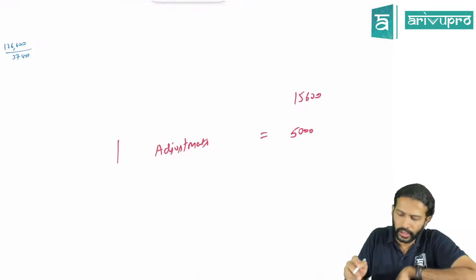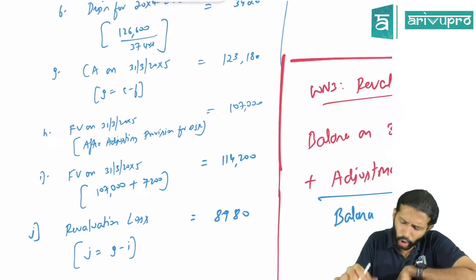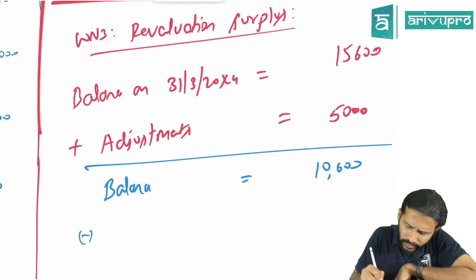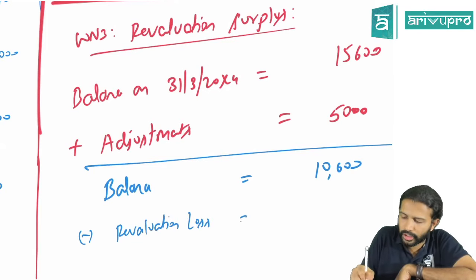So here we have 10,600 balance in revaluation surplus. Loss due to revaluation is only 8,980. So that means the entire loss we can adjust with revaluation surplus itself. So revaluation loss, how much have you got?